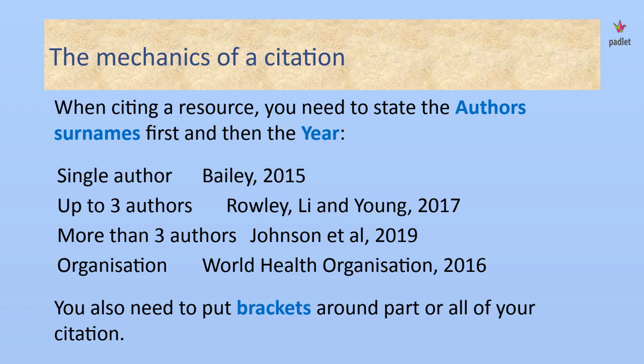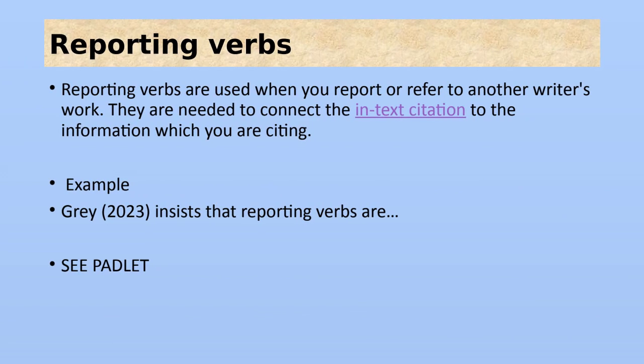And then up to 3 authors, Rowley, Lee and Young, and then more than 3 authors is et al. If it's an organization, World Health Organization, you need to put brackets around part or all of your citation. So make sure that your citations are up to date. Make sure that they are good citations, and that's why good resources that have been tried and tested and peer reviewed, etc. Which is why you don't go into Google and find student blogs or anything, because you don't know who wrote them. You don't know how reliable the information is. These are really good.